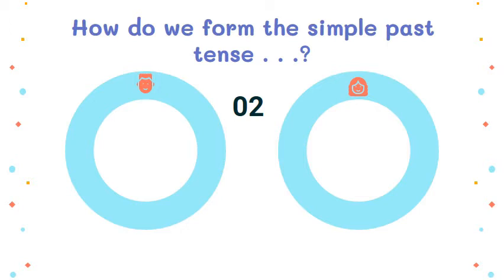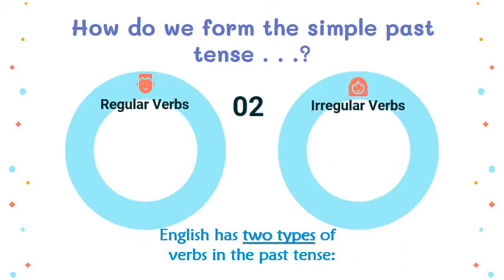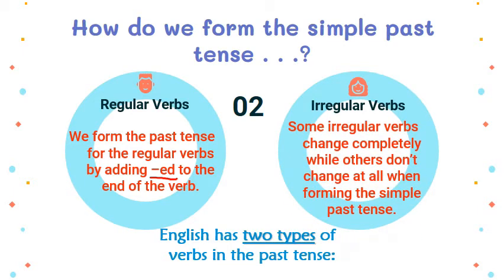So how do we form the simple past tense? English has two types of verbs in the past. We have regular verbs and irregular verbs. Regular verbs are the verbs that simply take ed at the end of the verb. This one is really common, just like play, played, walk, walked. Now, irregular verbs are verbs that change completely or stay the same in the past tense, okay? And some of them change only one vowel letter.